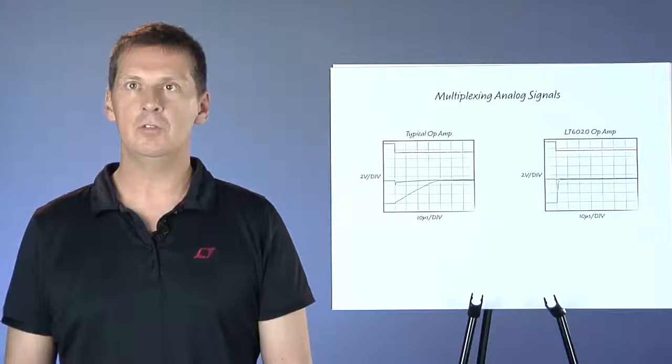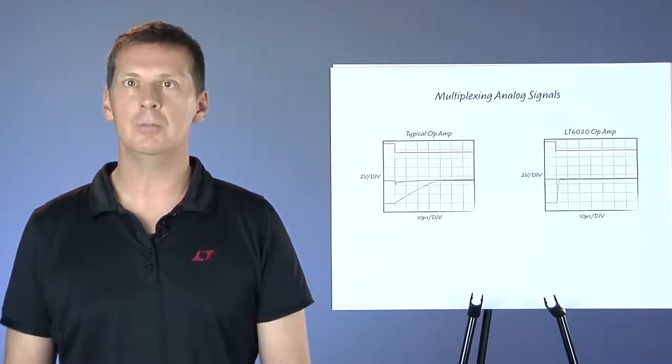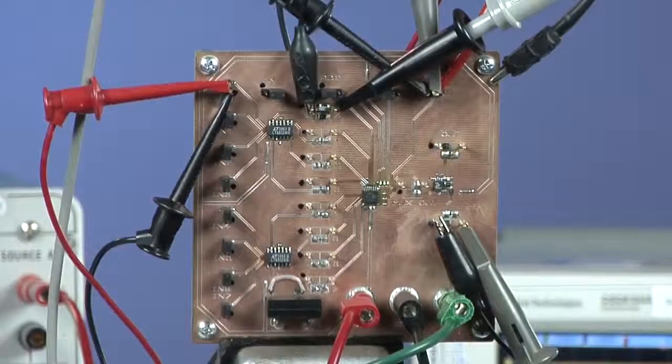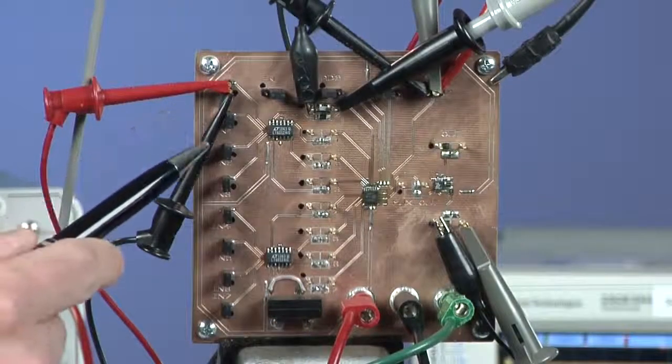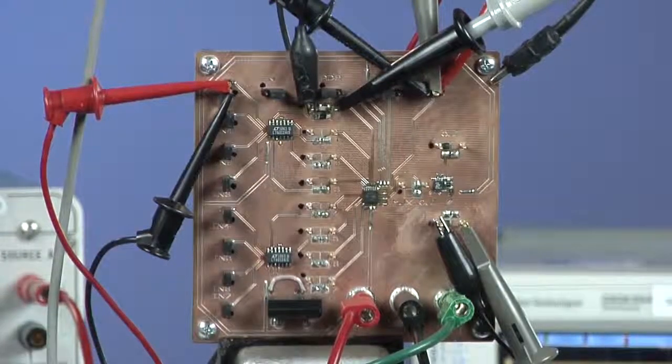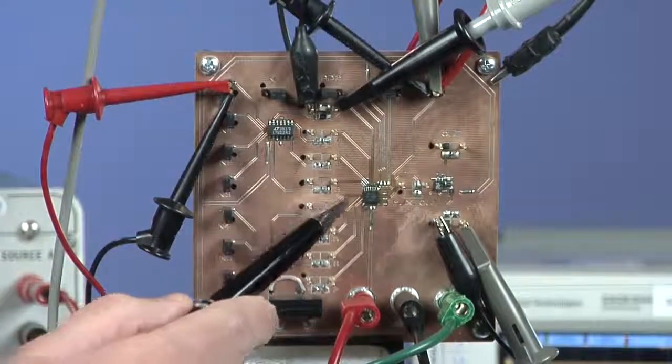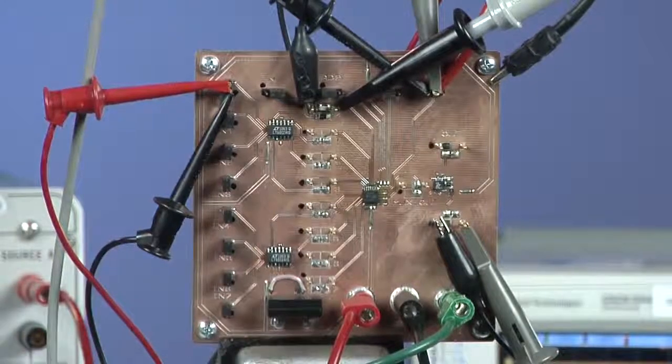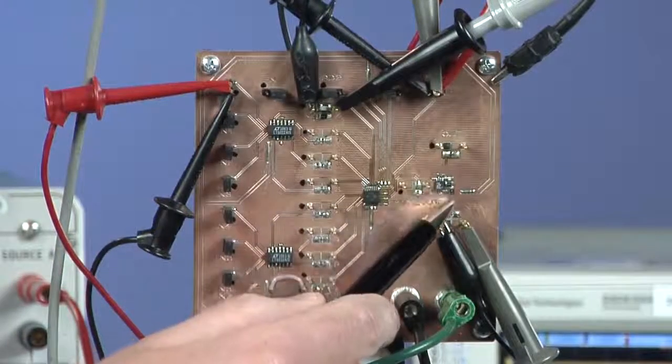Let's see how the LT6020 op-amp performs in a multiplexer application in the lab. I have a board with 8 analog input channels, each buffered by a slow precision op-amp. These signals are combined in an analog mux, controlled by 3 logic signals. The mux output connects to the LT6020 op-amp buffer.